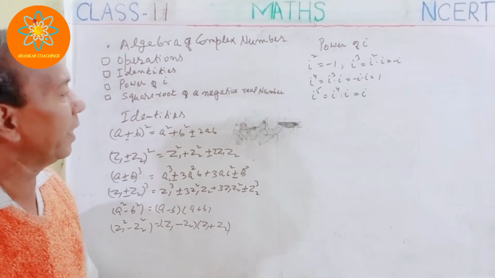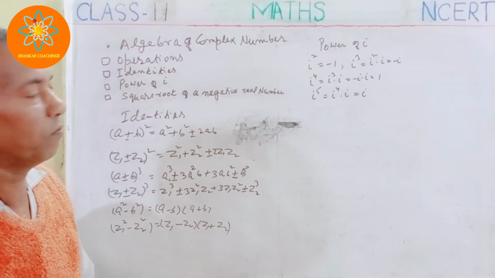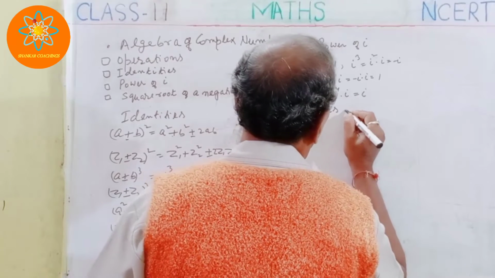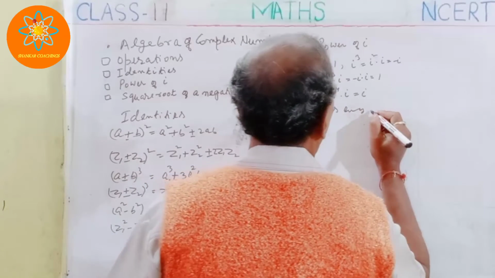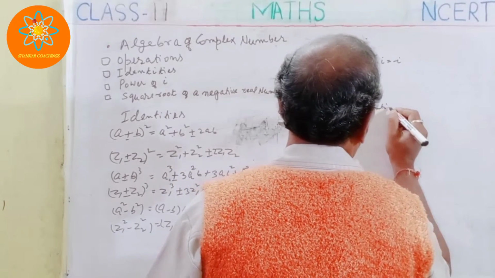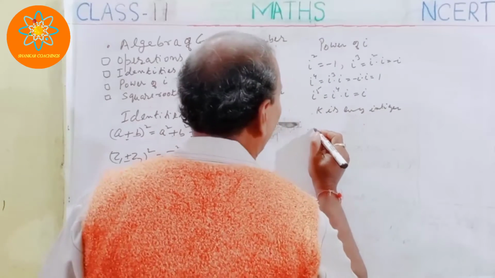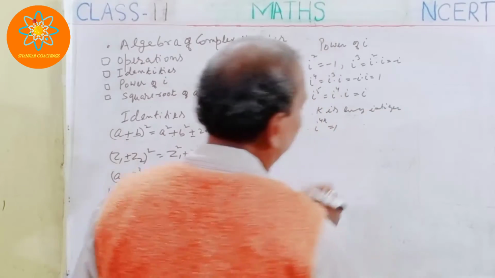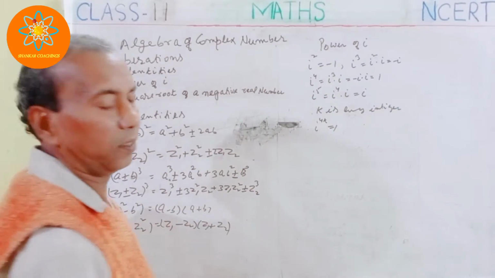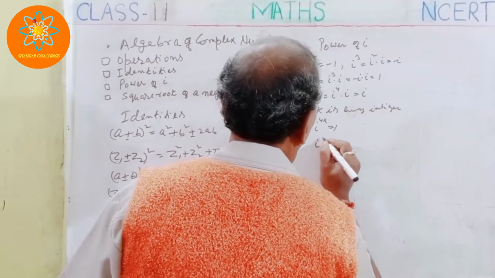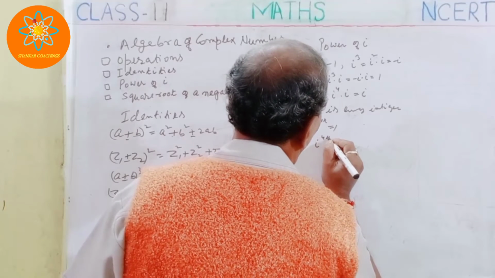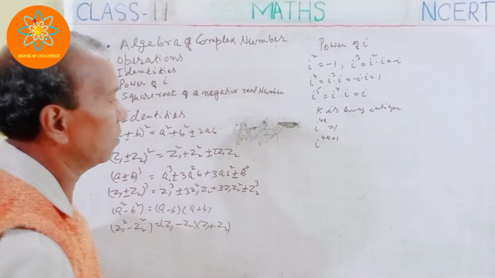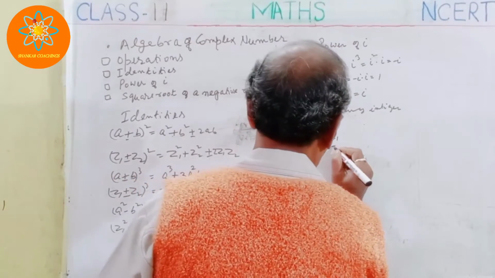So let's suppose k is any integer. What is the value of i to the power 4k? It is nothing but equal to 1. Similarly, I have i to the power 4k plus 1. So this is simply equal to i.